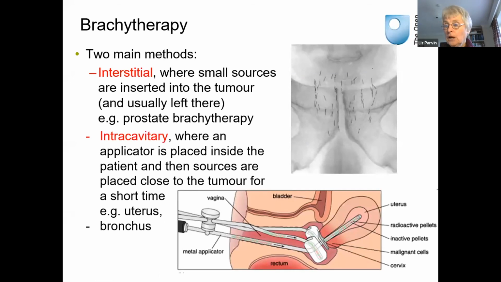but it can be used in other areas of the body as well. Alternatively, you can use an applicator which you put into the patient in theatre. This is a vaginal applicator, and then if you can just see the colours here, I don't know if you can see those. These are little beads of radioactive substance, usually an iridium isotope, which are blown in by compressed air from outside the room, so that nobody else has to be in the room and get the radiation. And they're blown in, held there for a certain length of time, and then taken out again. You can do that in the uterus and also in the lungs.